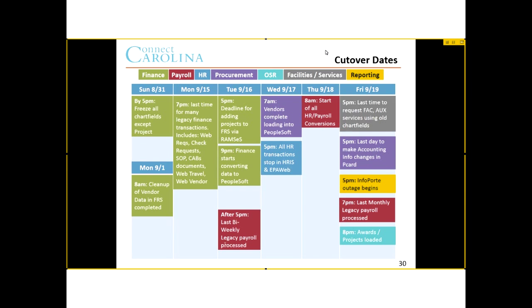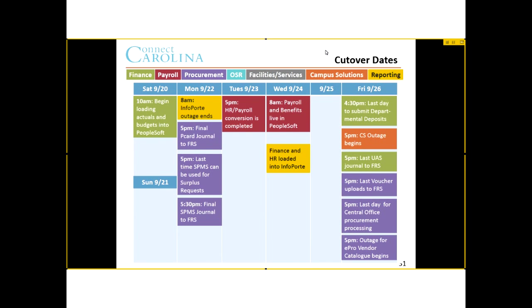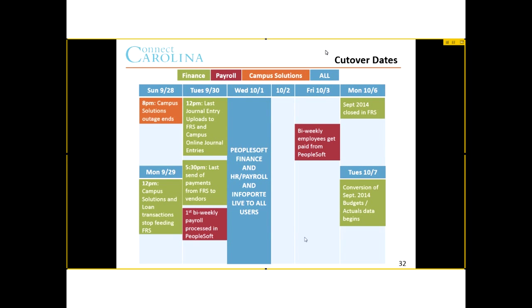For web vendor requests, the last day to approve new requests in the legacy system is September 15th. And for web travel, the last day to get approval for web travel documents is September 15th. These are a few more dates. And you can also find these graphics on the CC Info website.